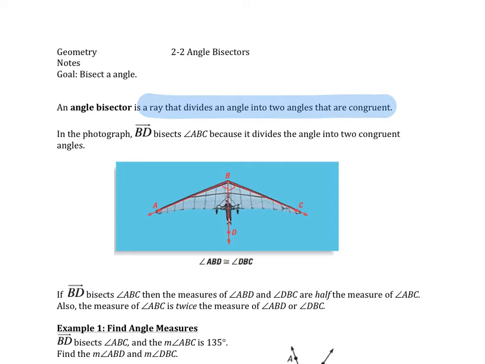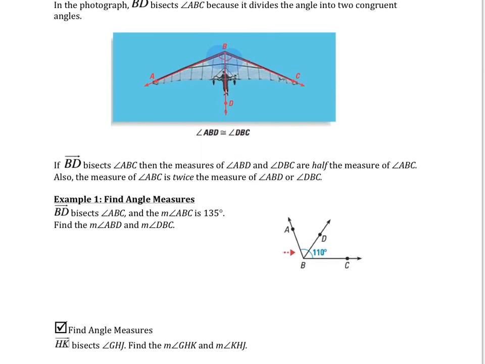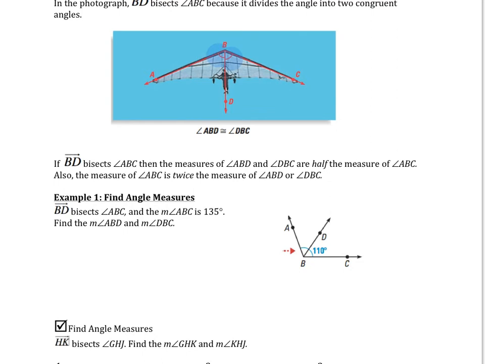So if you look at the photograph, you see that BD bisects angle ABC. It divides that angle into two congruent angles, and it's indicated by those two arches. That's how you know those two angles are congruent. If BD bisects the angle ABC, then the measures of ABD and DBC are half the measure of the large angle. Or you could say that ABC is twice the measure of the two.